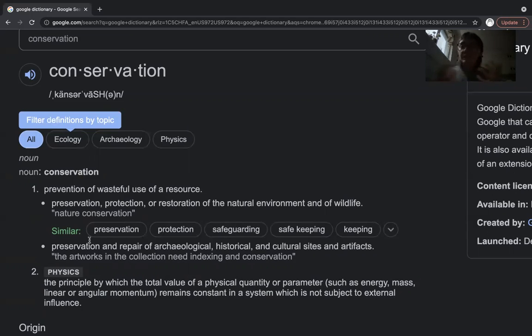conservation, to conserve, right? That's the base of the word, right? We have conserve, right? Conservation, conserve. It means to save something, right? To keep it from not being used when it does not need to be, right?